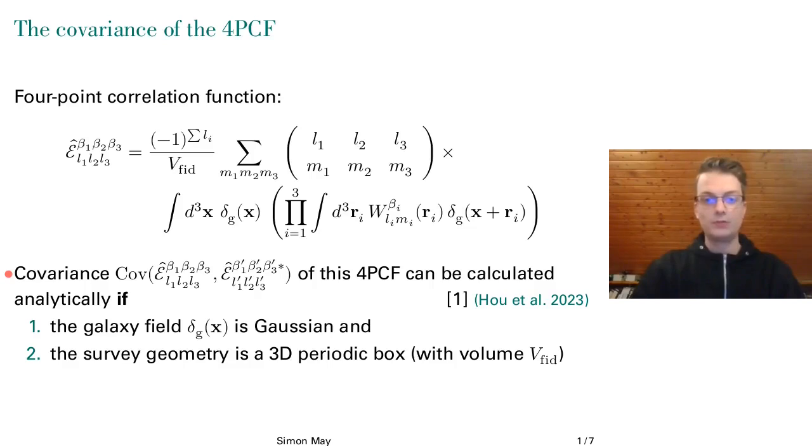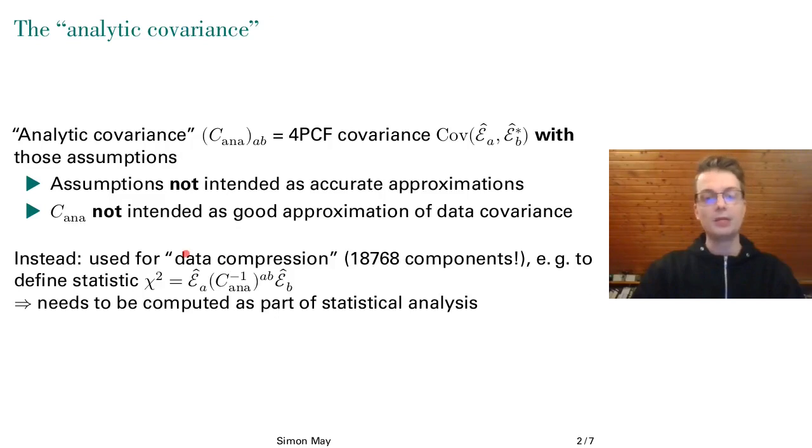2023, this covariance can be calculated analytically if two conditions are met. The first one is that the galaxy field should be Gaussian, and the second is that the survey geometry is a 3D periodic box with the volume that we call V fiducial. And the analytic covariance is just what we call the covariance of the 4-point function with these assumptions included.